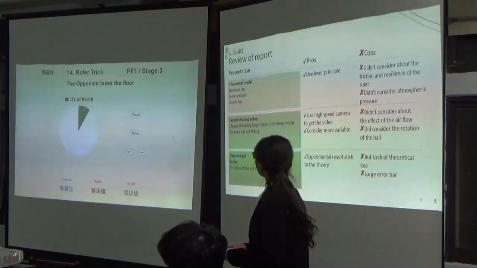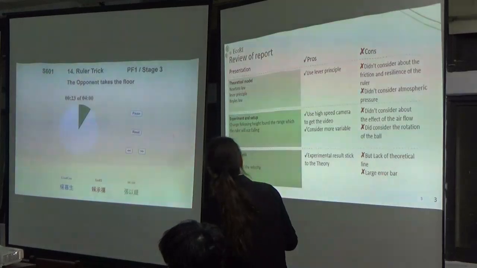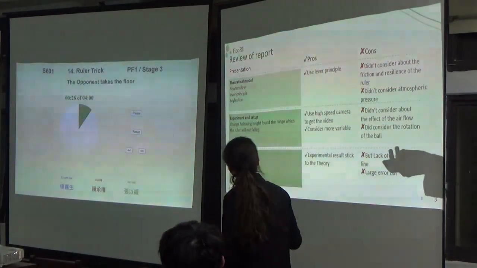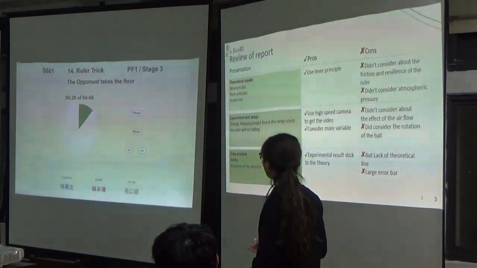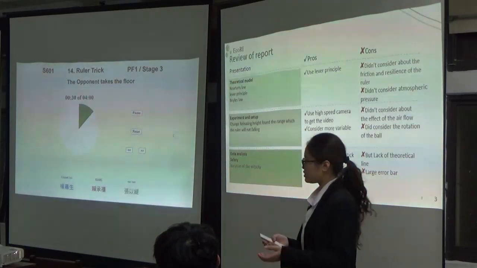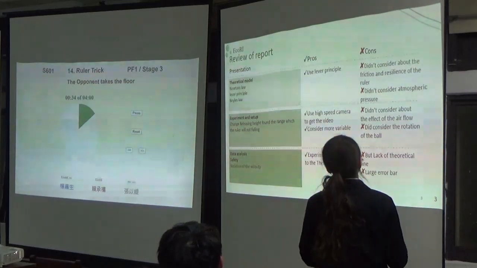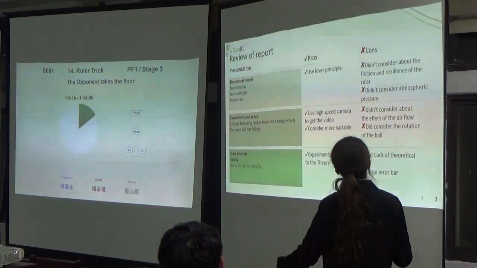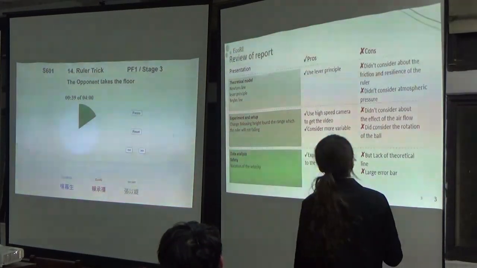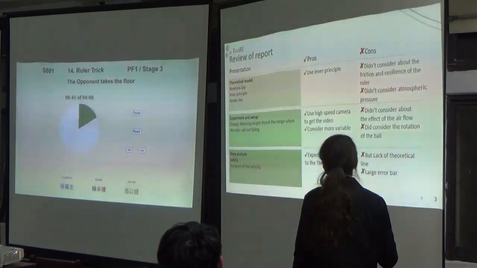An overview of the report. He talked about Newton's law, the lever principle, and Boyle's law. In his process, he used the lever principle to clearly explain his experiment. But he didn't consider the friction and resilience of the ruler. And also, he didn't consider atmospheric pressure.